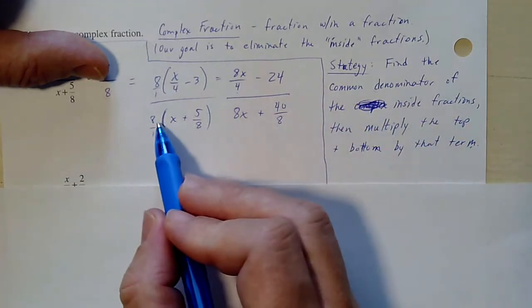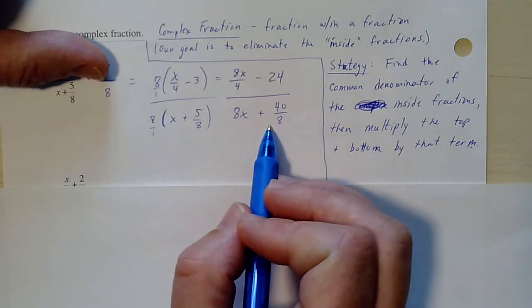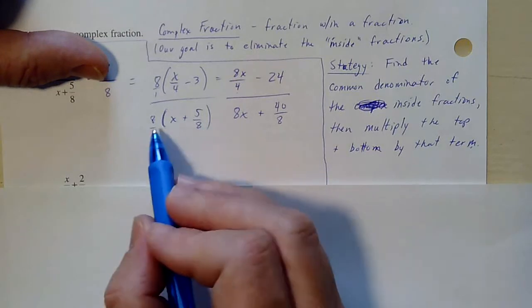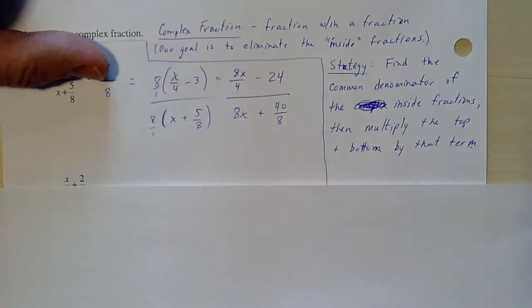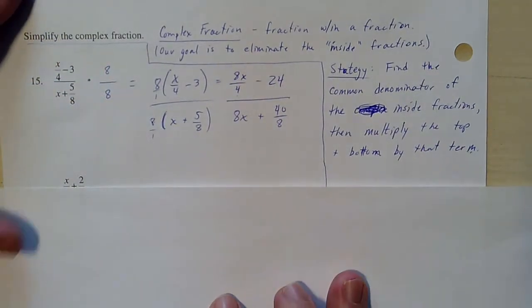Don't make the mistake, though. Some students will do this. 8 times 5 and get 40, and some of you do 8 times 8, 64. That's not correct. It's not how you multiply whole numbers times fractions. Okay, so now we did that step. Now we're going to simplify, and we'll see those inside fractions disappear.